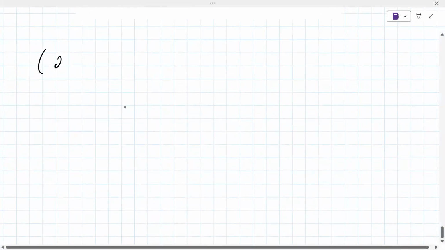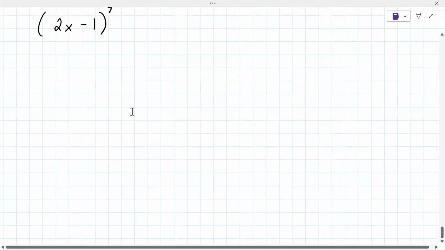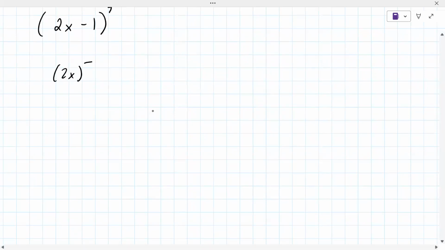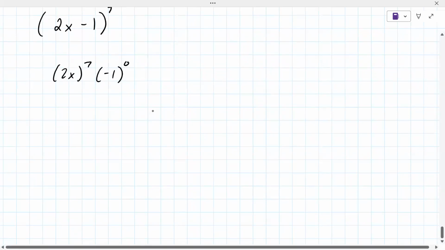So let's do one more here. We'll do another one together here. Let's do 2x minus 1 to the power of 7. Okay, we'll do this together. So this gets pretty nasty. It's 2x to the power of 7, -1 to the power of 0. 2x to the 6th, -1 to the 1.